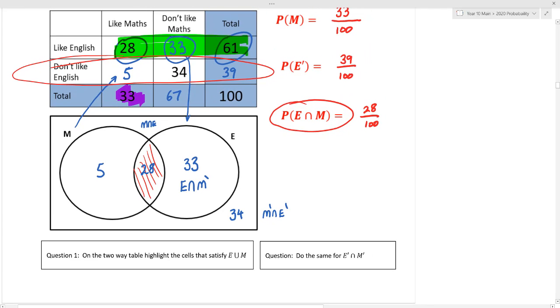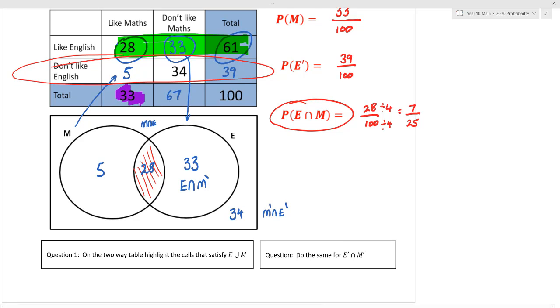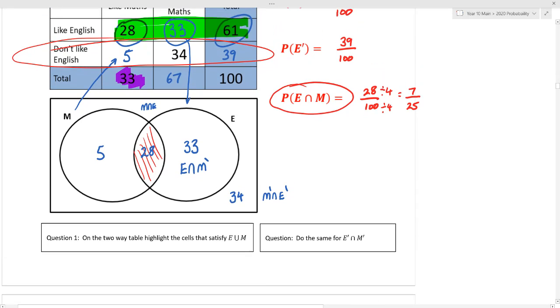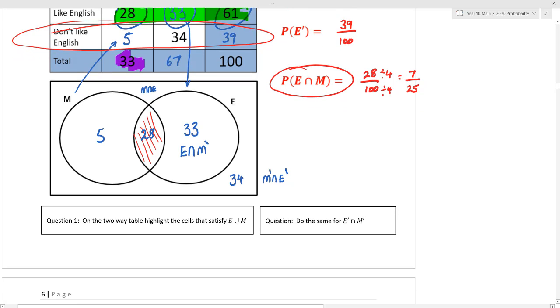Absolutely, you can simplify all of these things. We know hopefully that 4 will go into 28 and 4 will go into 100. 7 over 25. Well, 7's a prime number, so we can't go any further than that. That's fine. I do think you should simplify your fractions, absolutely. Get in the habit of that. We'll get there. Okay, are there any questions about all this?